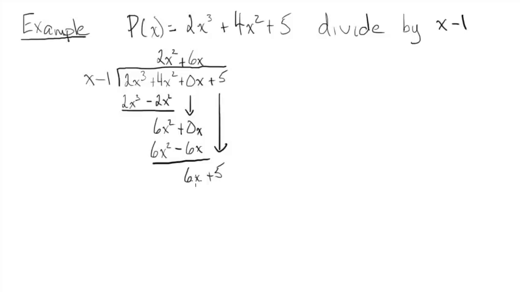So what times x gives you 6x? That'd be positive 6. So 6 times x is 6x. 6 times negative 1 is negative 6. Subtract these terms, you get 0. Subtract these terms, you get positive 11. This would be your remainder. So your remainder is 11.